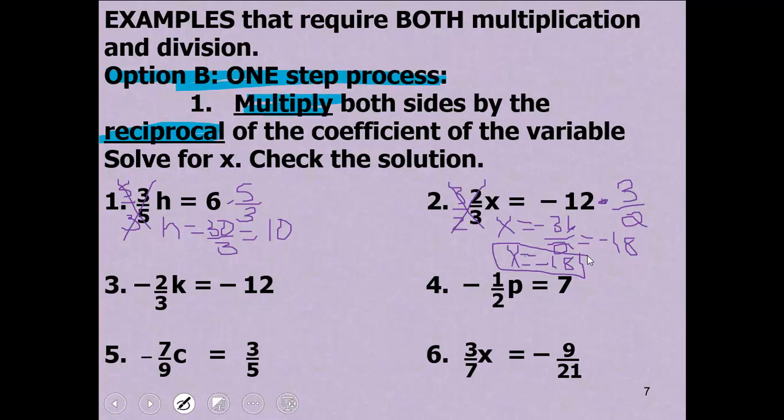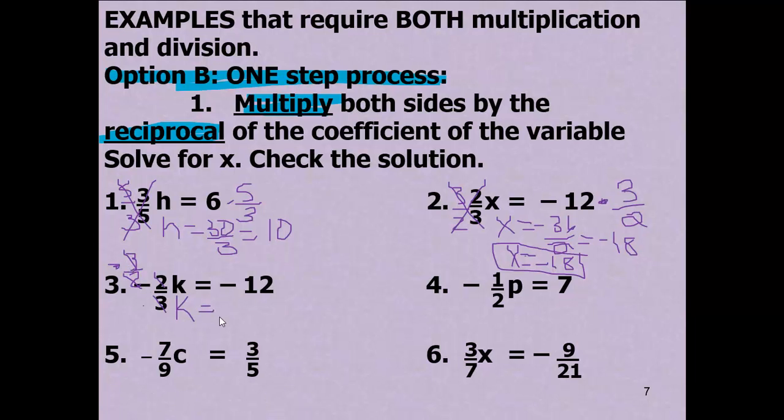X equals negative 18. On number 3, multiply by the reciprocal, which means you have to keep the sign. So if it's a negative 2/3, multiply by a negative 3/2. So this is negative 3/2. The 3's cancel, the 2's cancel, the negative times the negative becomes a positive.